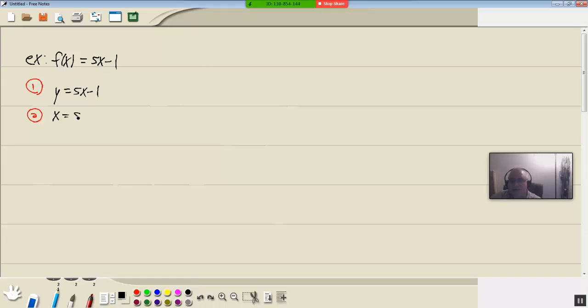So we got x is equal to 5y minus 1. So where the y was, you put an x. Where the x was, you put a y. Remember how we swapped our points when we looked at the graph? Same principle here, except we're doing it with variables. Now step 3 is to solve for y.